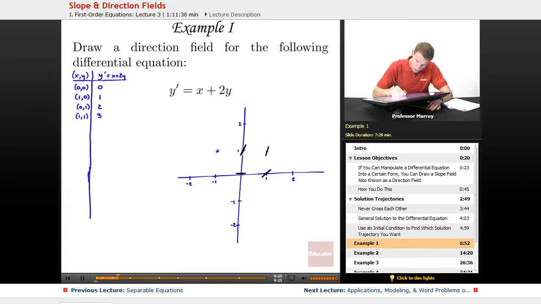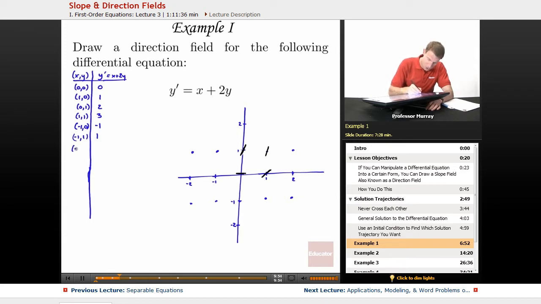Let me go ahead and fill in some more points here that I want to find some slopes for. I'm going to try to calculate some slopes at each of those points there. So I'll calculate those as fast as I can. I see I've got -1, 0, and y prime is x plus 2y, so that's -1 there. -1, 1: x plus 2y would be +1 there.